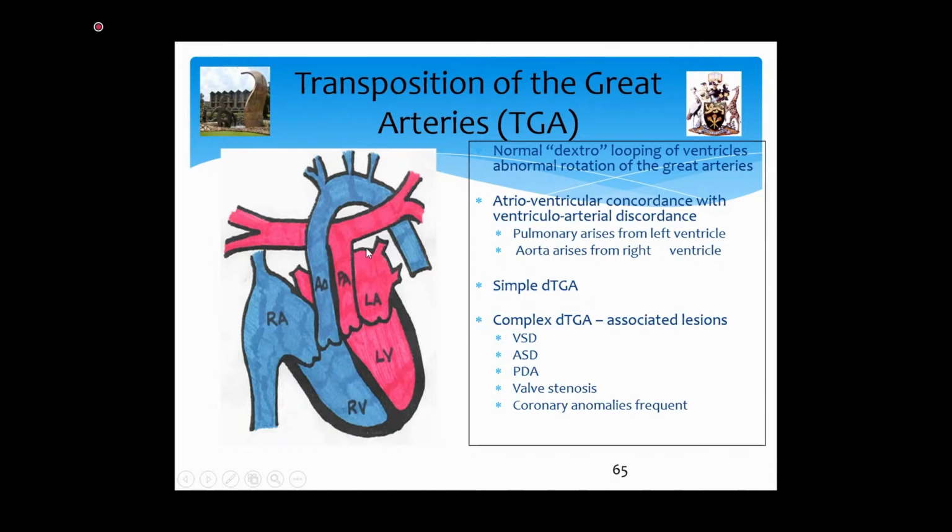The alternative is to leave the PDA open so that blood mixes at that point. But the best mixing is at the creating an ASD. And then later, they will switch the aorta to go to the left side and the pulmonary artery to come to the right side, which we call atrial switch. This is best done within the first month of life.